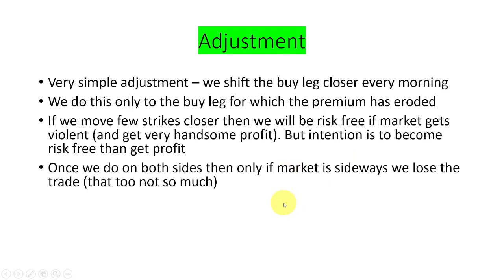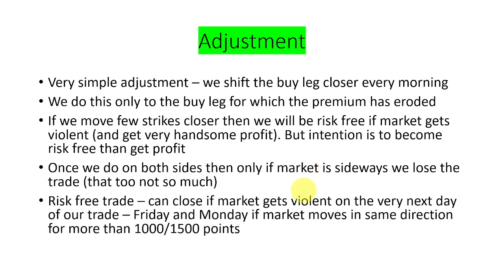Once we do this on both sides, say in the 5 days the market one day opens on the positive side and the next day on the negative side, or even if it doesn't move, the premium decay will happen, and we might be able to do the adjustments on both sides. If we do the adjustments on both sides, then we will be protected against violent movement in either direction. We'll end up in a loss, and that too not a very big loss, only if the market remains sideways, that is, almost neutral. So this is a kind of risk-free trade.